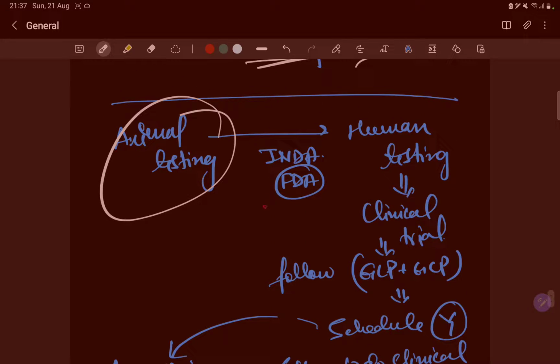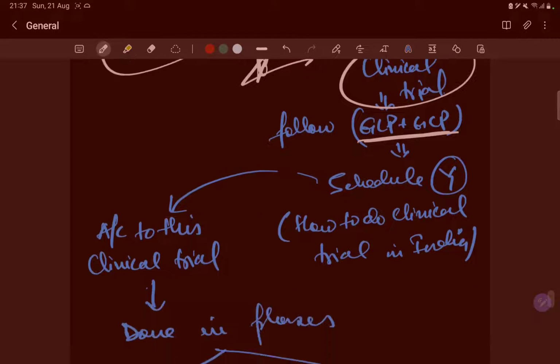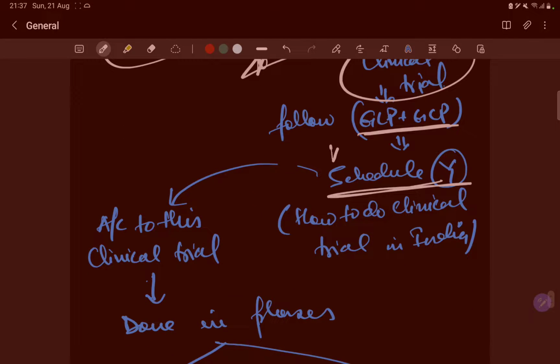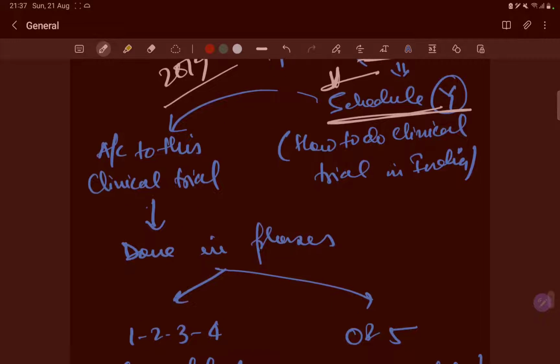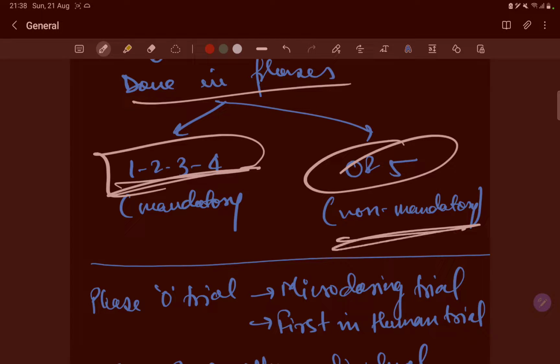For animal testing, when preclinical studies are done, an IND application is formed and human testing will be there after that, known as the clinical trial, which follows the GLP and GCP guidelines both, which is there in the Schedule Y and New Drugs and Clinical Trials Rules of 2019 we have to know. So there are many changes that have been there. According to this, clinical trial is done in 3 phases, basically 4 phases. 1, 2, 3, 4 is mandatory and 0 and 5 are non-mandatory.